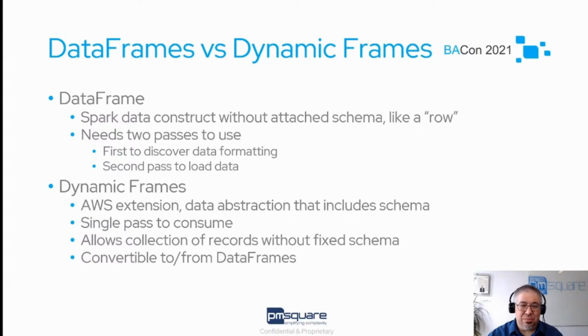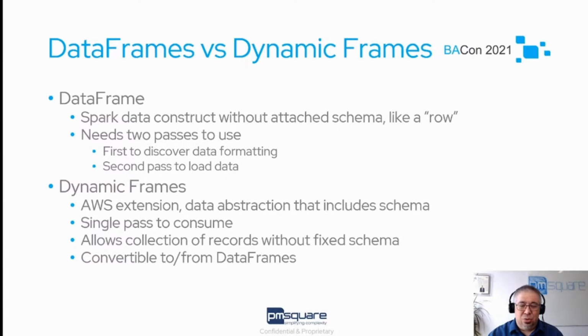Processing a data frame requires two passes. The first one to infer the data structure, and the second one to apply the data format to load the data. AWS Glue uses a different data structure, the dynamic frame. A dynamic frame is similar to the data frame, but includes its own schema, allowing it to be self-describable. This allows the dynamic frame to be processed in a single pass. Dynamic frames with different schemas can be part of the same collection, and the nodes in Glue Studio understand the dynamic frames and can process them natively.